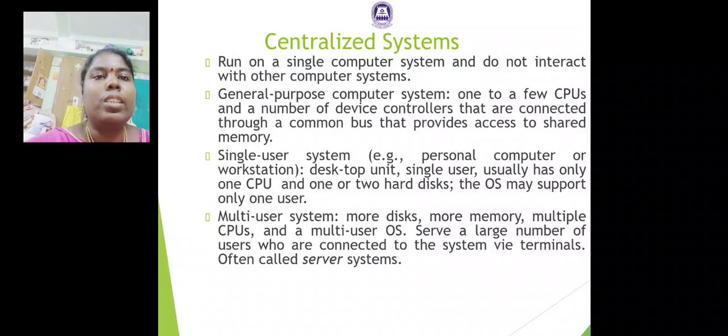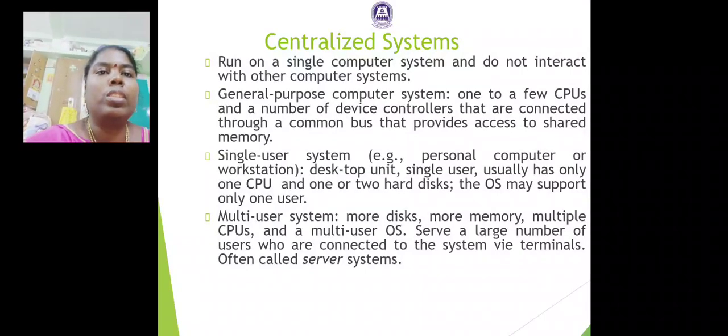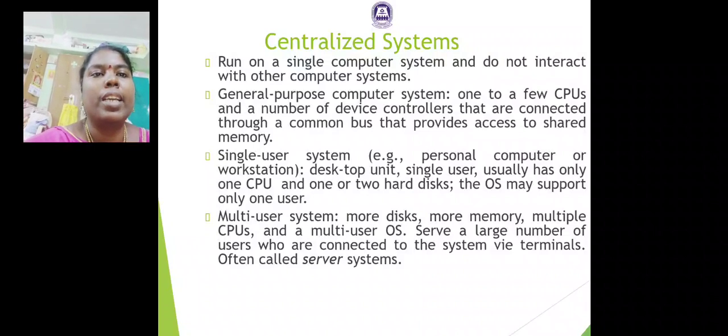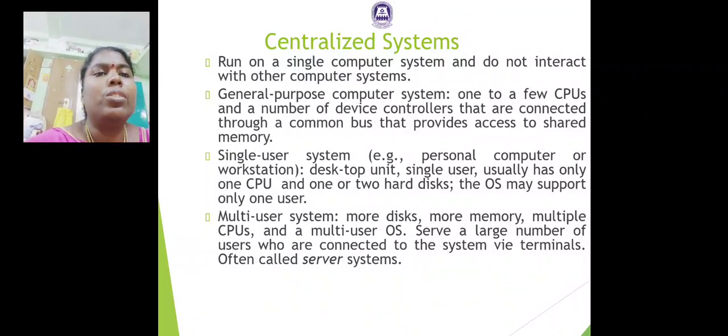The first one is single user system. It can be used by only one user. For example, personal computer systems and personal workstations come under this category. So desktop units and personal computers come under this category. A single user can work on this system. Usually it has only one CPU and one or two hard disks, and the OS may support only one user.